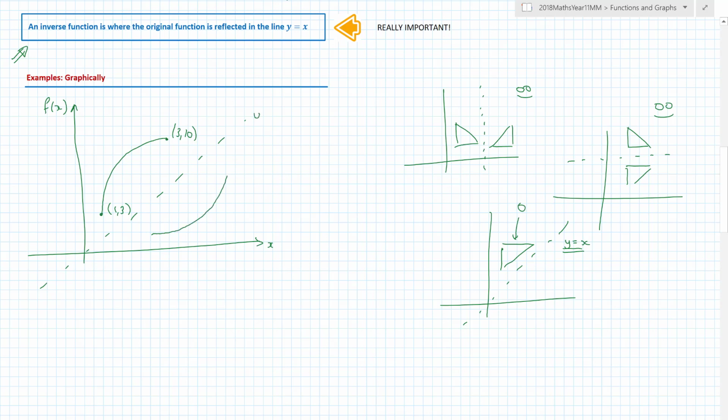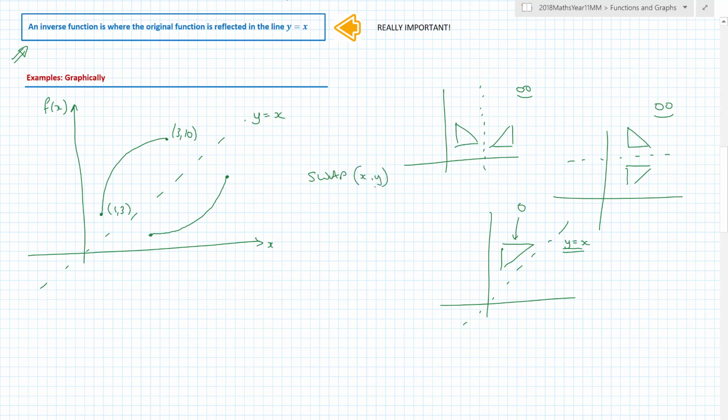Now remember, y equals x is a really important line. When you inverse it, what you're actually doing is swapping your x and y values. What was the x value becomes the y value, and what was the y value becomes the x value. That is so important, all right? And I'm going to write it. Swap x and y values.